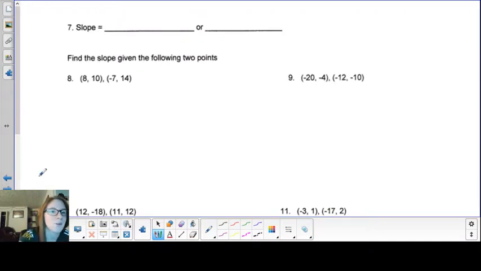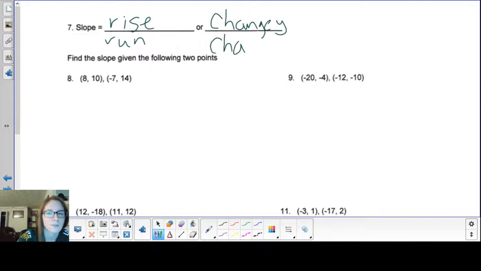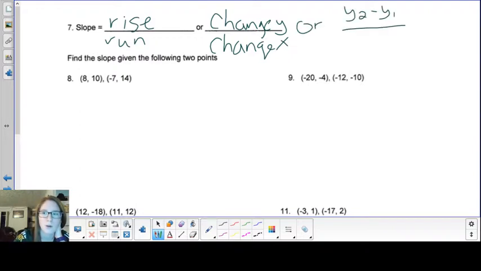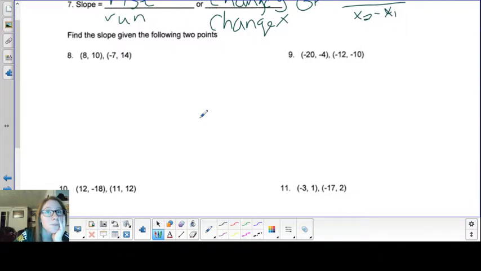Slope is rise over run, or change in y over change in x. Using that, we're going to go ahead and find our slopes. Or if you really want, some people I know last year gave me y2 minus y1 over x2 minus x1, which is helpful for what's coming up.